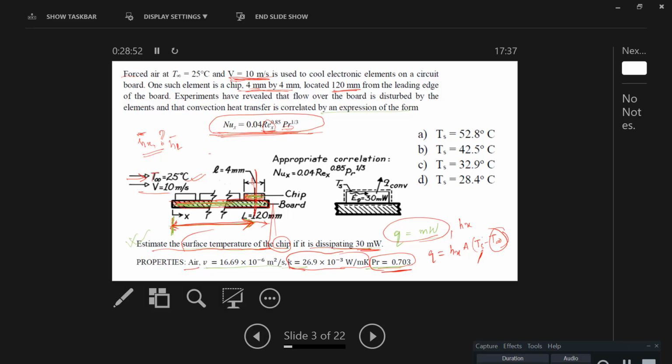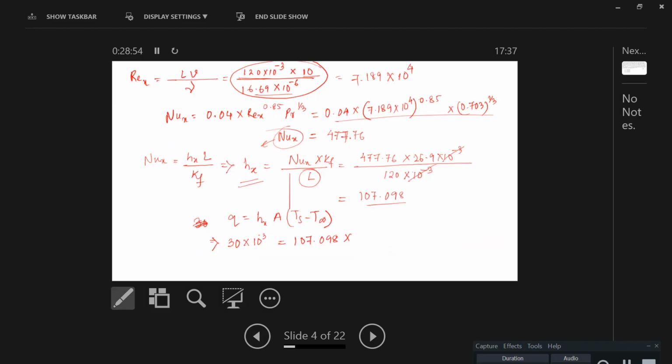Okay. So area is simply 4 into 4, but converting millimeter into meter, it will give 10 to the power minus 3 into 10 to the power minus 3. So it will become 10 to the power minus 6 into Ts minus T infinite, which is 25 degrees Celsius. Now we have to find out what is Ts.